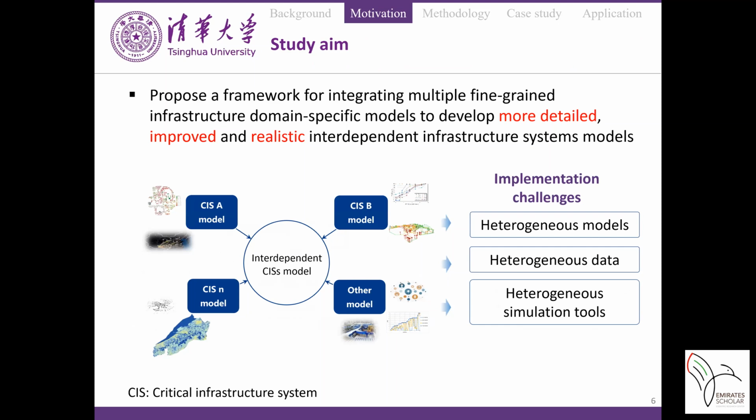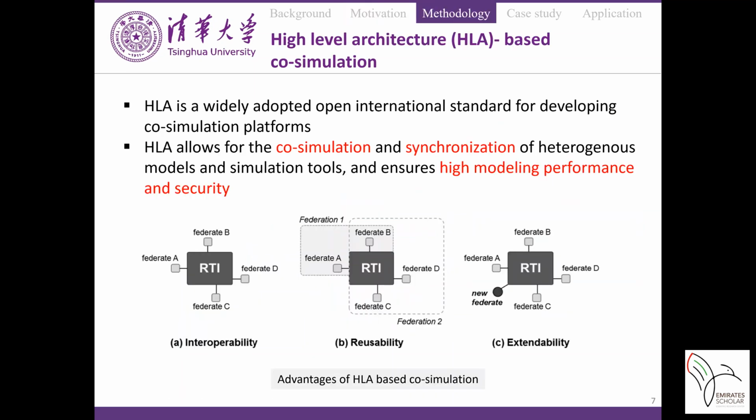But one problem arises due to the fact that these domain-specific models have been developed independently of each other, based on equations, algorithms, and physics that are specific to individual infrastructure systems, so they cannot be simply linked together. There arise issues of interoperability due to the heterogeneous nature of the models, the data, and the simulation tools. So to address this problem of interoperability, we decided to adopt a high-level architecture-based co-simulation technique.